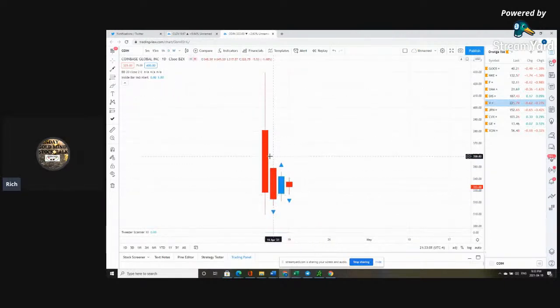Look at this double inside bar pattern here on Coin on the daily chart. Very beautiful. If we can get above 345.40, we can start squeezing up. If we start breaking down here, honestly, at 321, we could definitely just flush this thing straight down, especially if the markets are tanking.